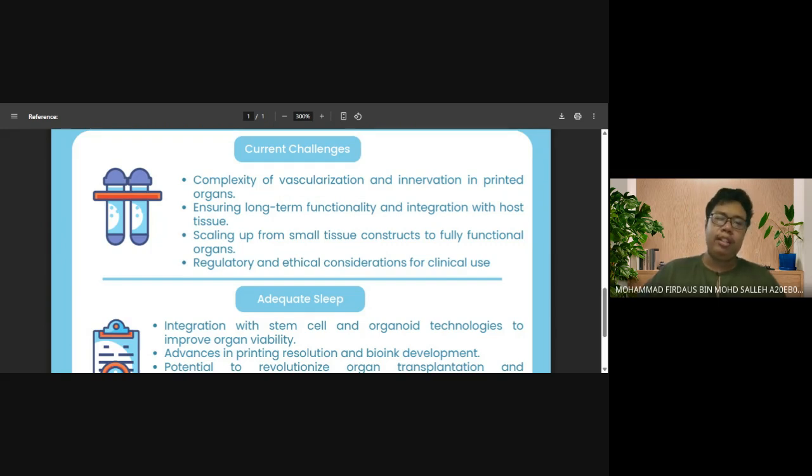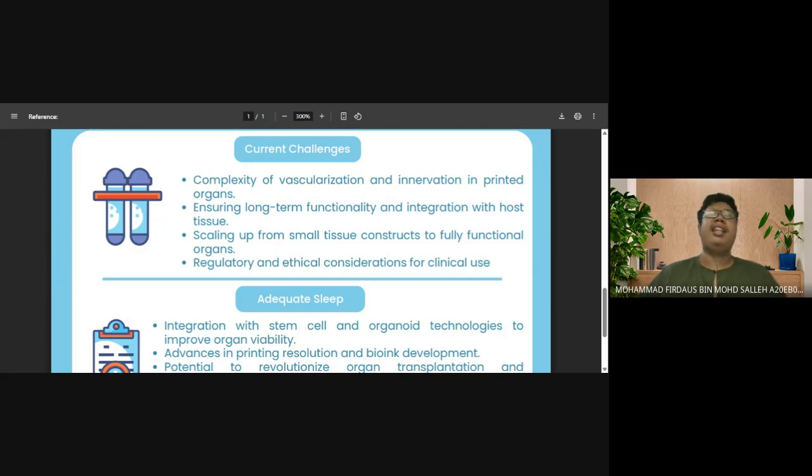So the third point is that for small tissue to become a fully functional organ, it will take time and a combination of different types of tissue. This is why it can be very complicated to make the organ fully functional.